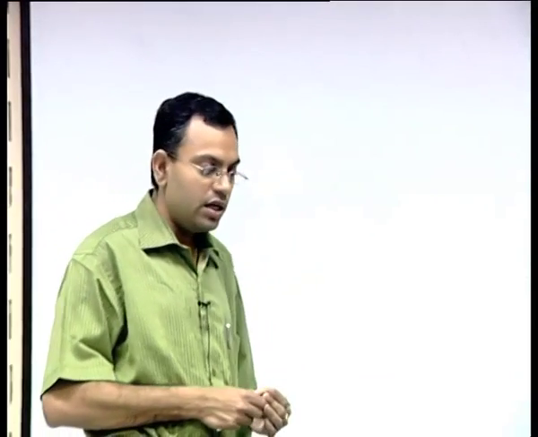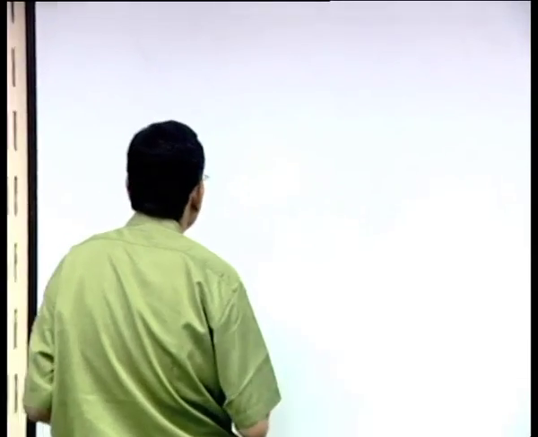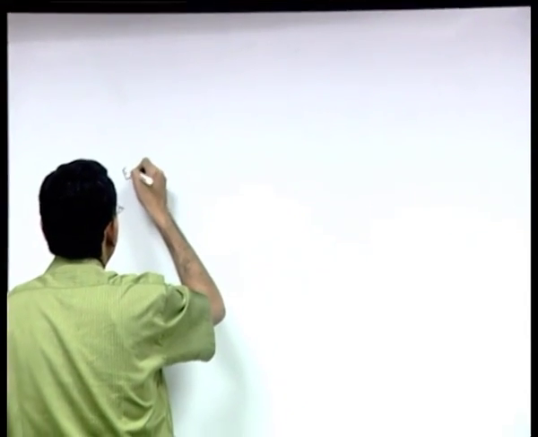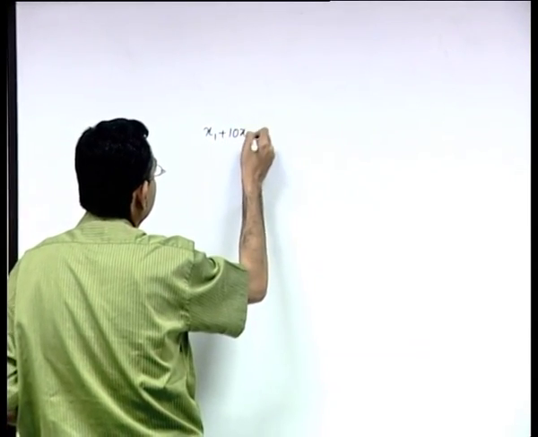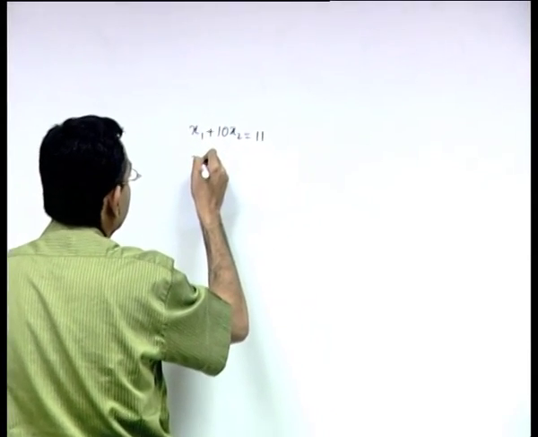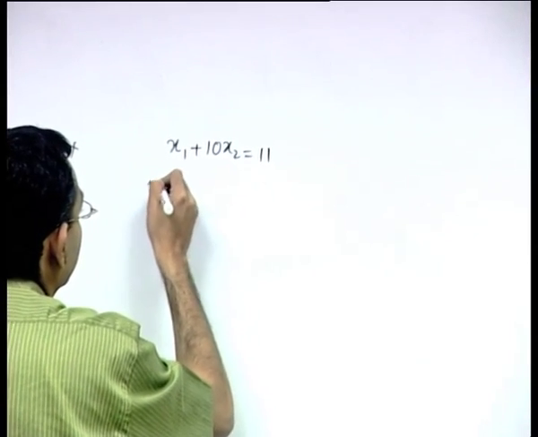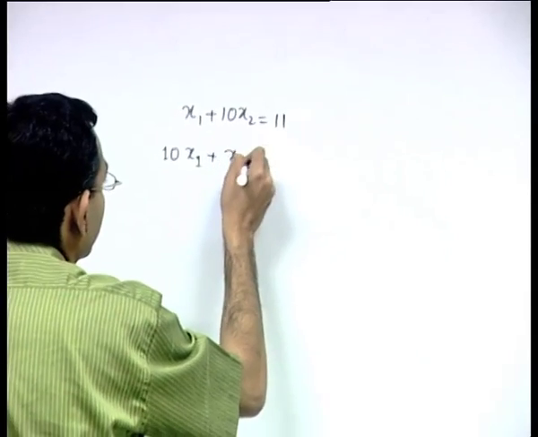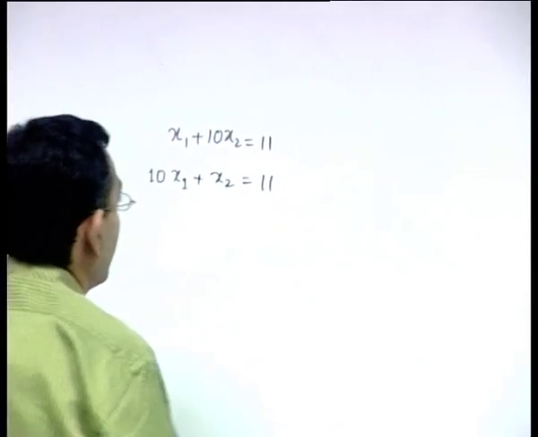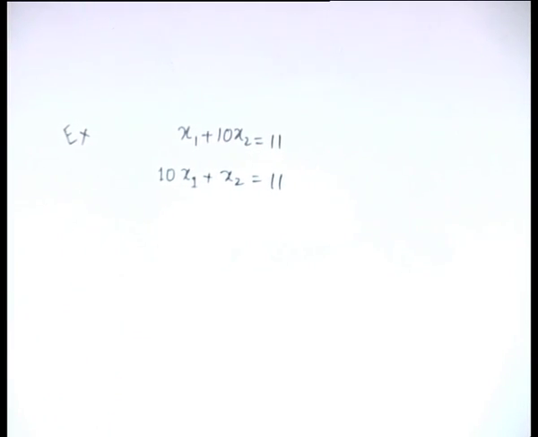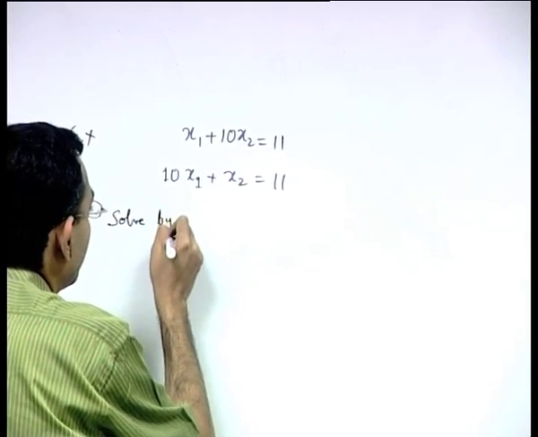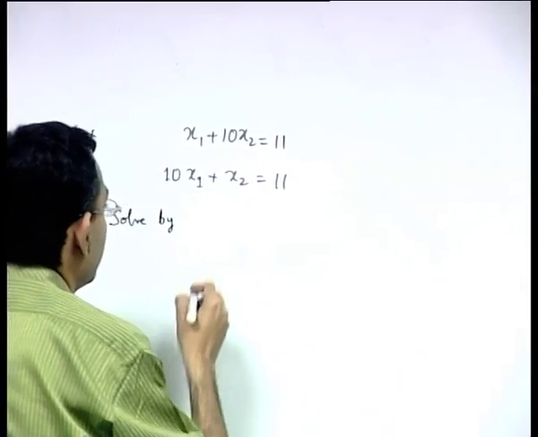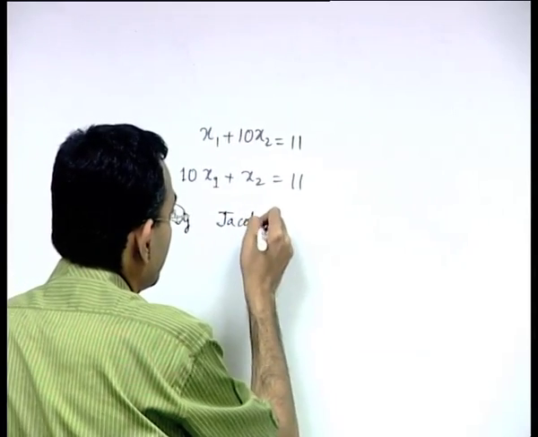Techniques, and let us continue with some more examples. Let us say that we have these two equations and two unknowns, and our objective is to solve them by the Jacobi and Gauss-Seidel methods.